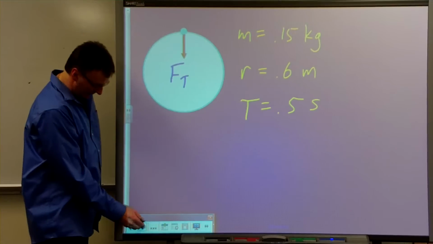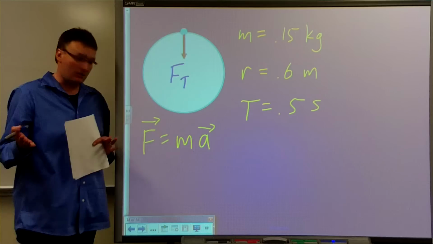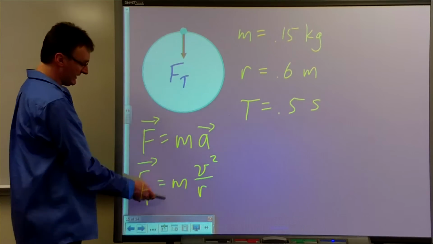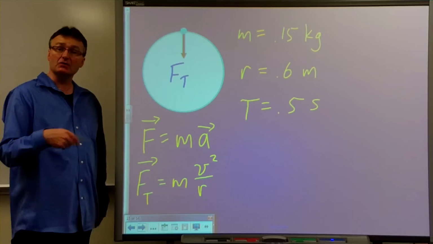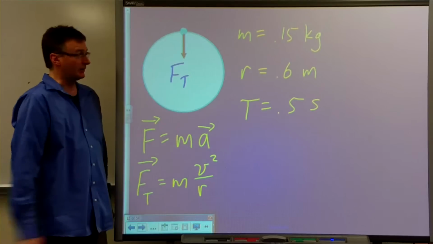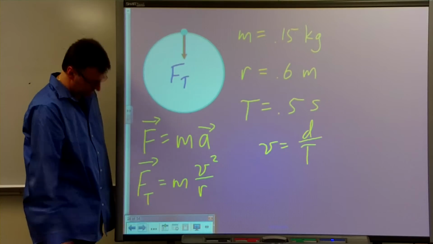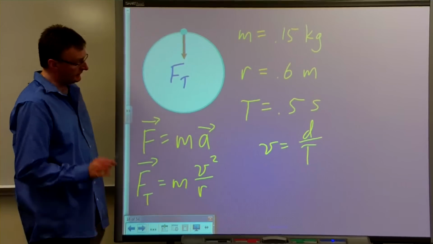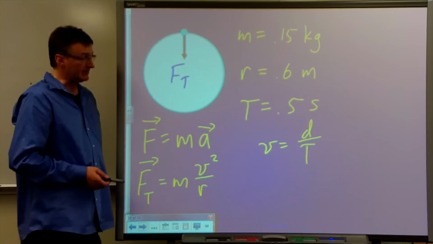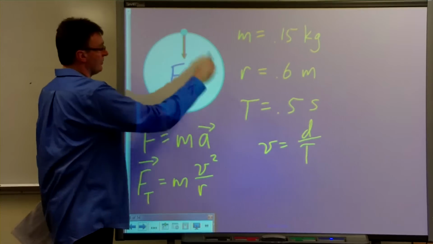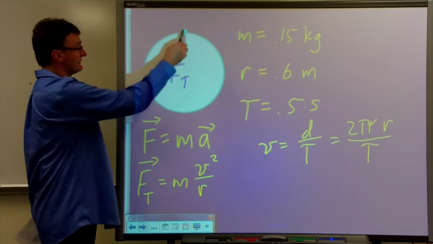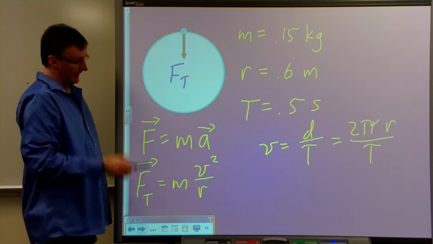So there's the info that we need, and guess what? We get back to F equals ma. The tension force that we need is mass times the acceleration, and in uniform circular motion, the acceleration of the object is the speed squared divided by the radius of the circle that it's moving in. So we can put that down. First of all, we don't have the speed yet, so we need to find that. That's simply distance over time, which is the distance to go around one circle divided by the period.